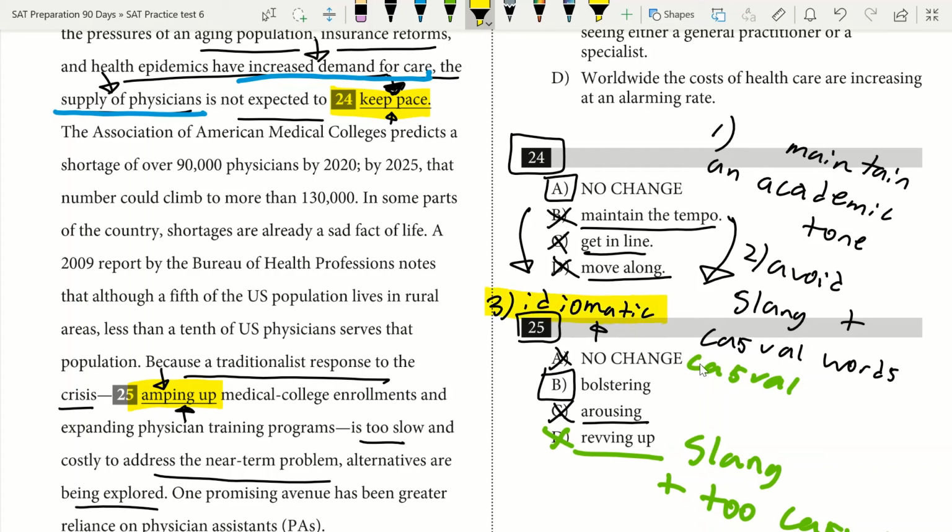There are some questions, for example 25, that weren't testing your ability to see if it was idiomatic, but part of 24 was. So just understand that the third thing you want to check for is whether or not it's idiomatic. Would it flow naturally if we were to say it out loud? So hopefully that was helpful.